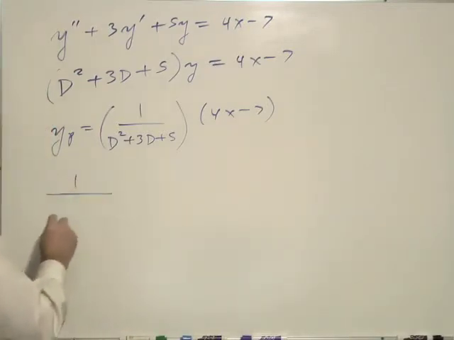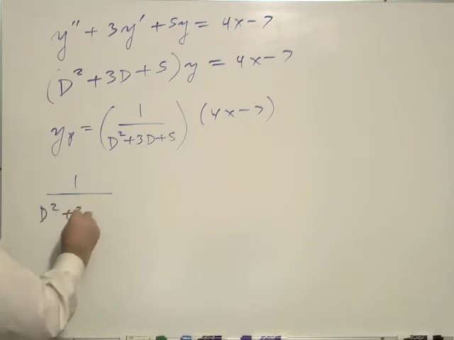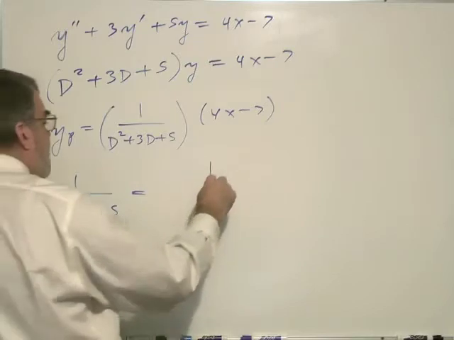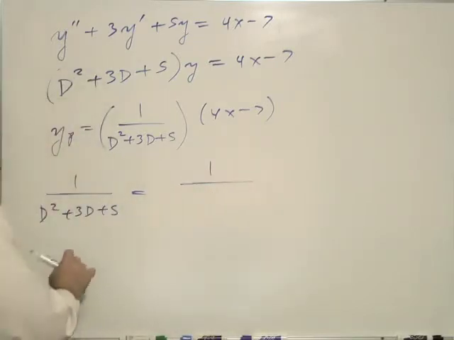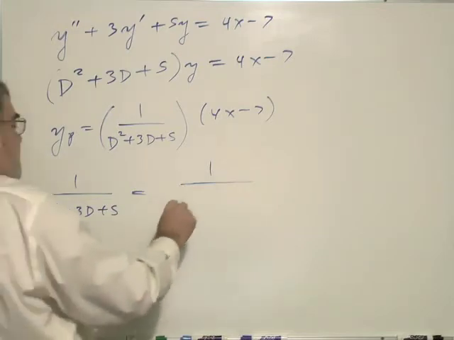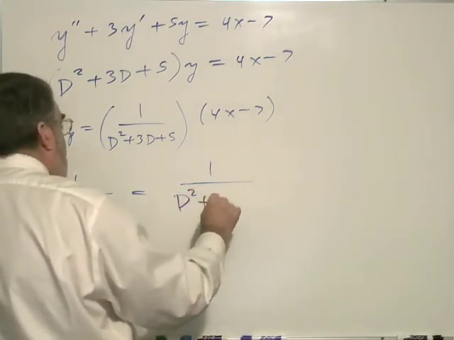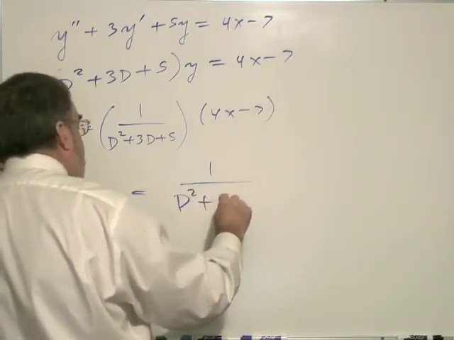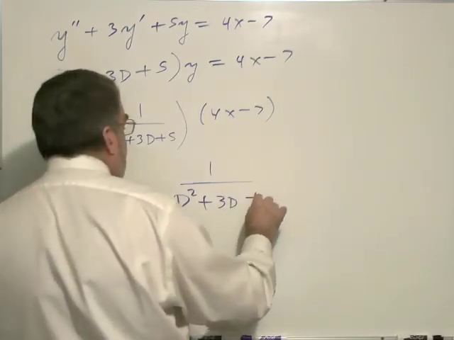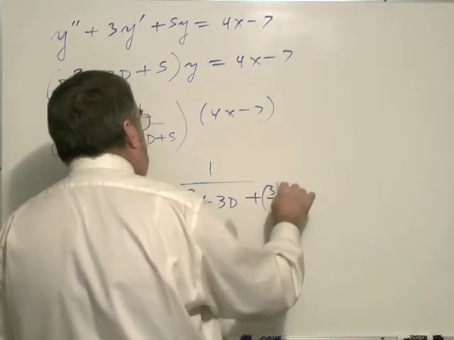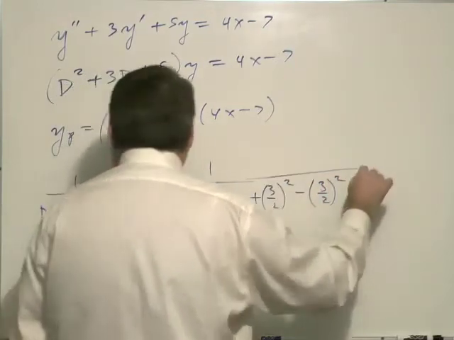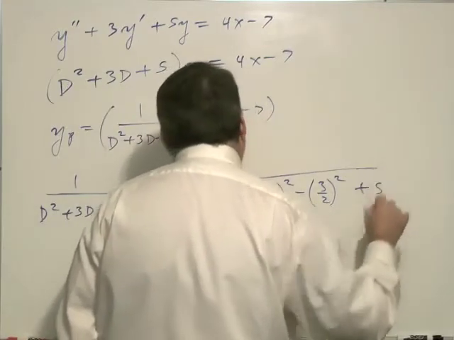What I need to do is to complete the square on this polynomial. And to complete the square, I take half of the linear coefficient, 3. So I have D squared plus 3D. Half of that coefficient is 3 halves. So I add 3 halves squared and subtract 3 halves squared, and I still have the plus 5.